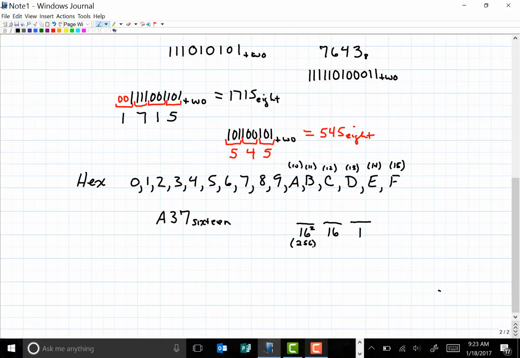256's. So that means that this number, A37 in base 16, means I have 10 256's. Then I have 3 16's, and then I have 7 1's. So I have 2560 plus 48 plus 7, or 2615.